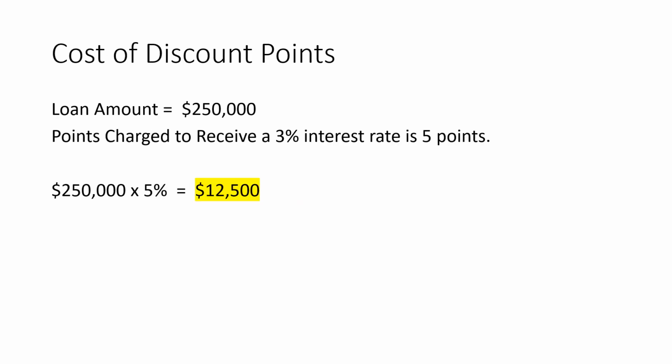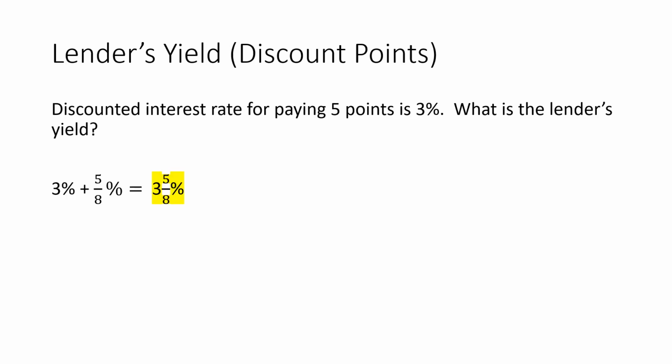We're going to do discount points. What is the cost of them? The loan amount is $250,000, and the points that are going to be charged to receive a 3% interest rate is 5. So how do we figure out how much these discount points cost? All you do is take that loan amount of $250,000 and multiply it times 5%, because remember, each point equals 1% of the loan amount, and your total is $12,500.